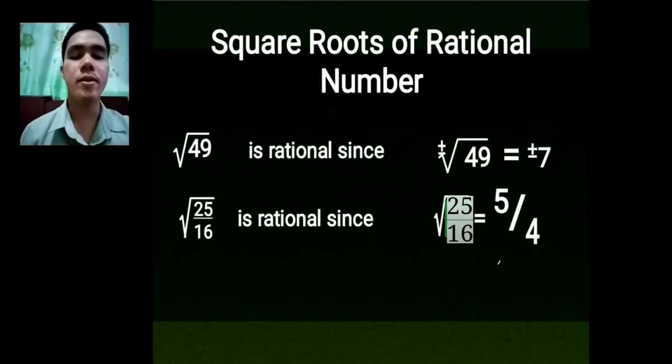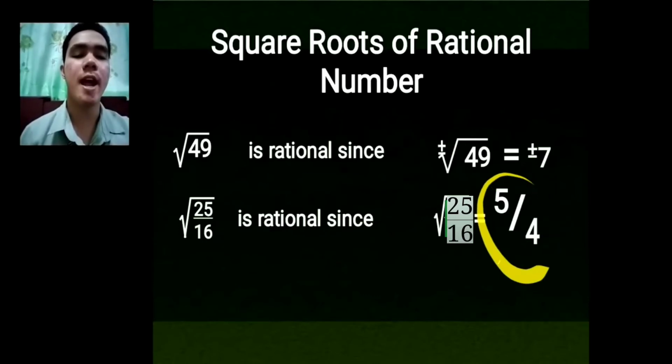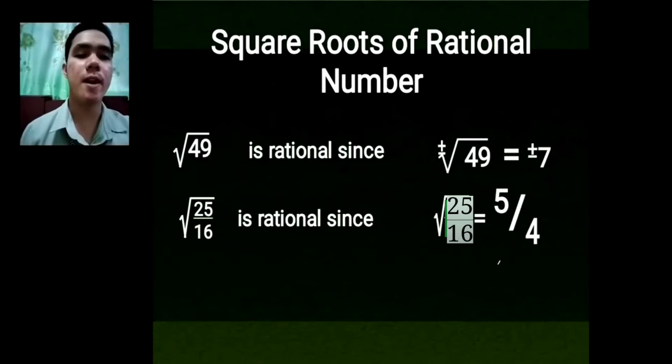Another, the square root of 25 over 16 is also rational, since the square root of 25 over 16 is 5 over 4. How? The square root of 25, the numerator, is 5, and the square root of 16 is 4, our denominator. So our answer is also a fraction, 5 over 4, and that is rational.